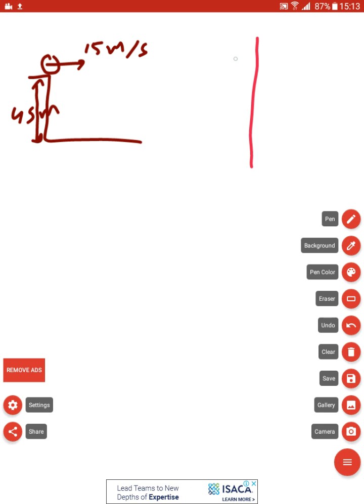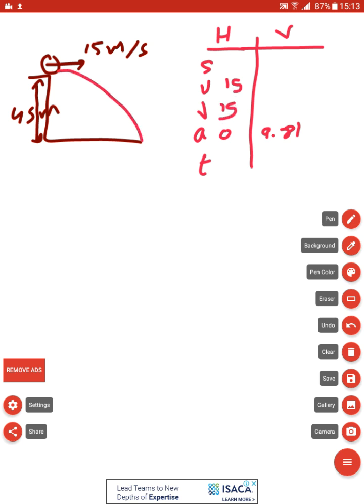Make the table at the beginning: horizontal, vertical. S, U, V, A, and T, 0, 9.81. Initial speed on the x-axis is 15 and the final speed on the x-axis as well is 15. Initial speed on the vertical axis is 0. Final speed is unknown. The horizontal distance traveled is unknown. The vertical distance traveled is 45. The time taken is the same through the x and y axes.